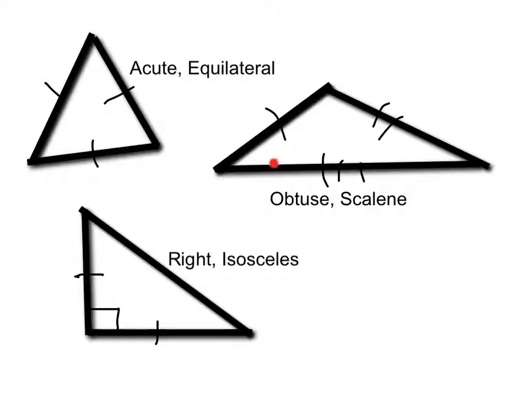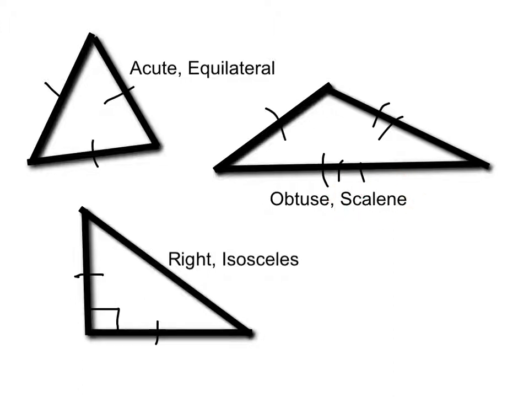All right, moving over to the right. Obtuse. So why is it obtuse? It's obtuse because it has one angle that is greater than 90. This one's less than 90, this one's less, but this one right here is greater than 90, and that makes it obtuse.